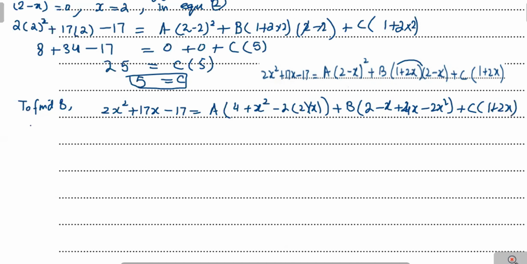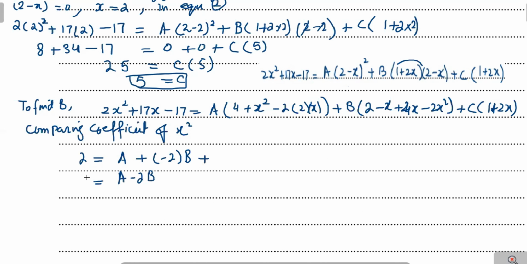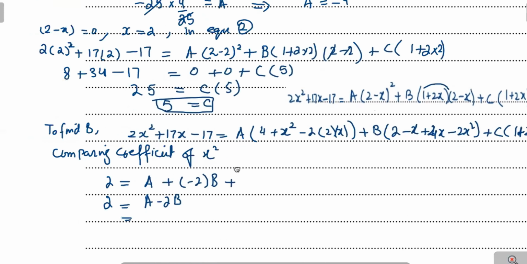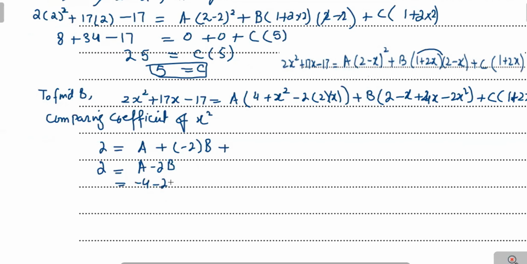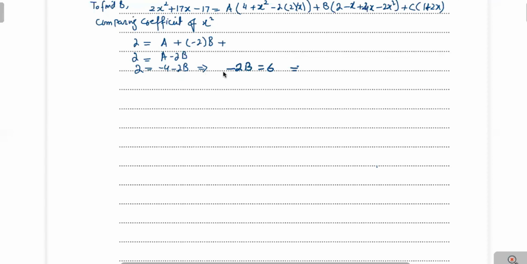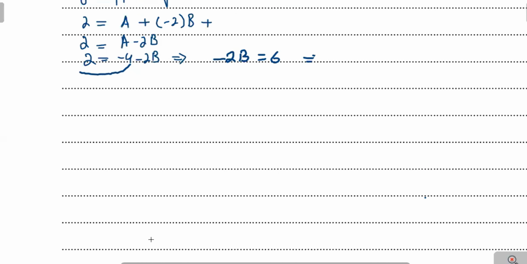Now to find b, comparing the coefficient of x squared, you see here the coefficient of x squared on the left side is 2. Here the coefficient is a, plus here the coefficient is minus 2b, so a minus 2b equals 2. You know a is equal to minus 4. Now we write it here: minus 4 minus 2b equal to 2. So minus 2b will be equal to 6, because when we shift minus 4 from the left to the right side, it becomes positive. Now b will be equal to 6 over minus 2, so b equals minus 3.